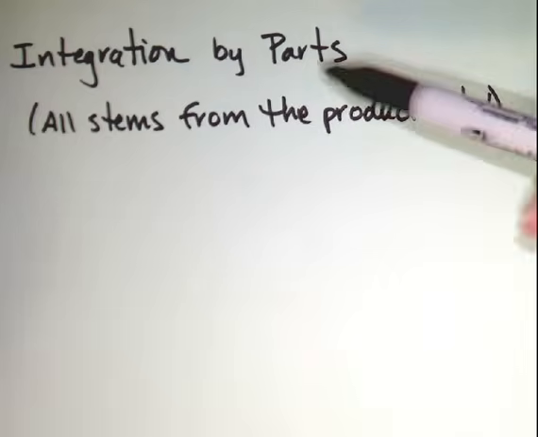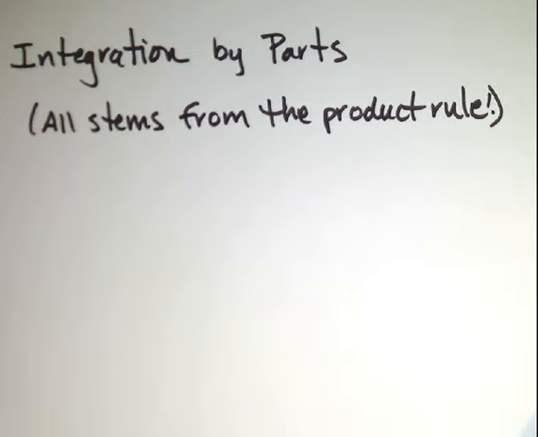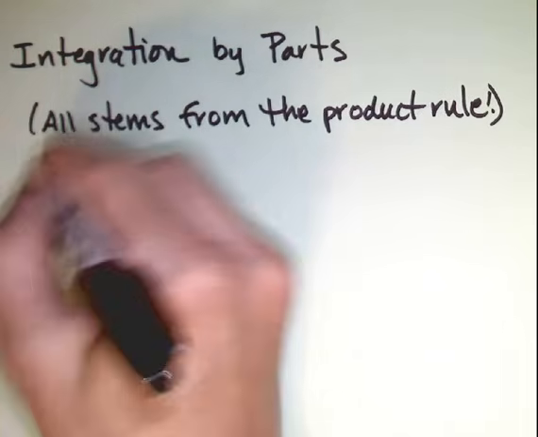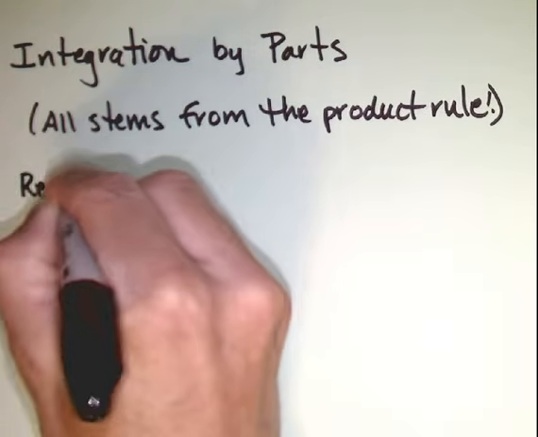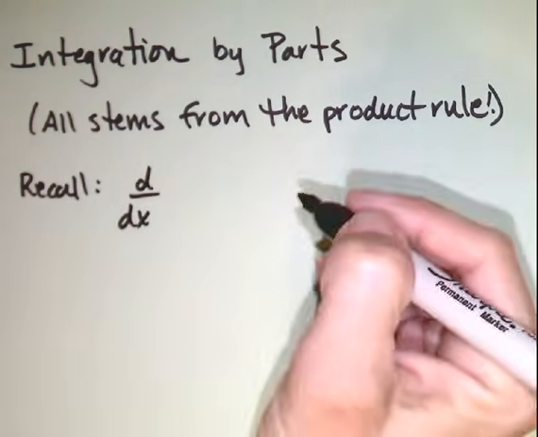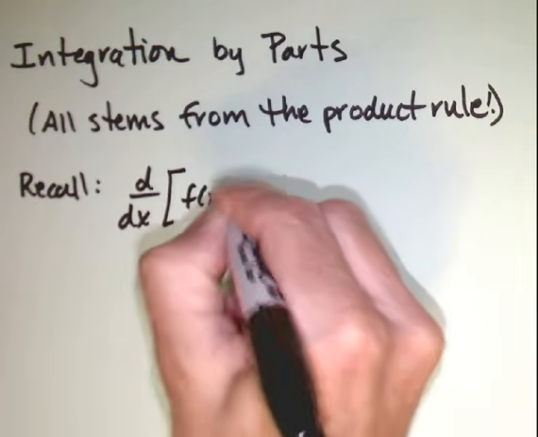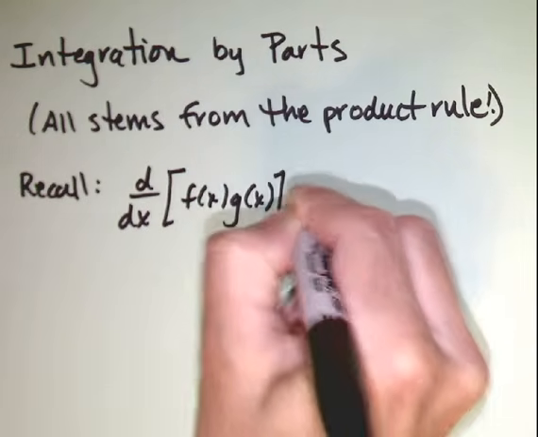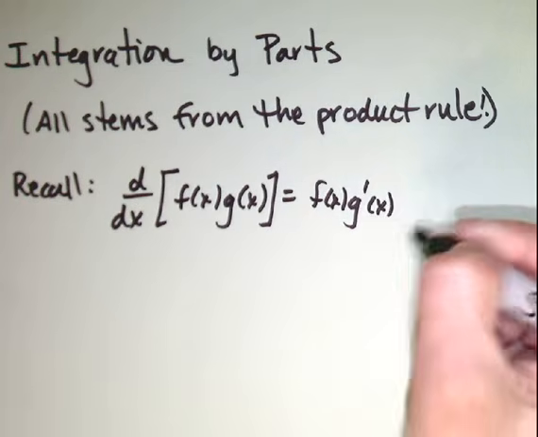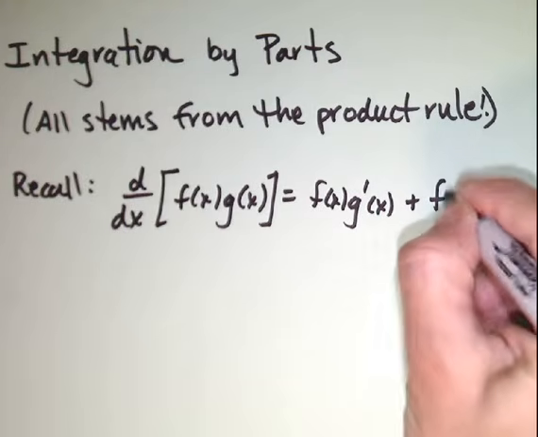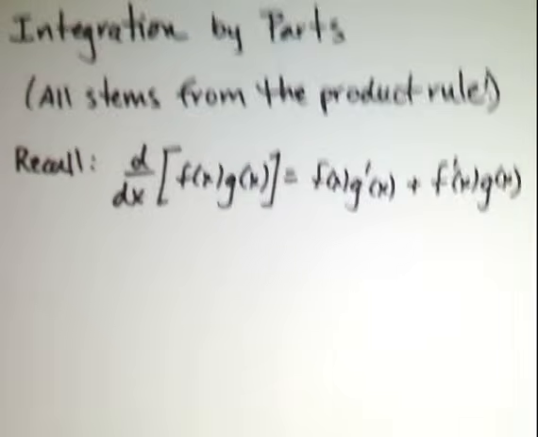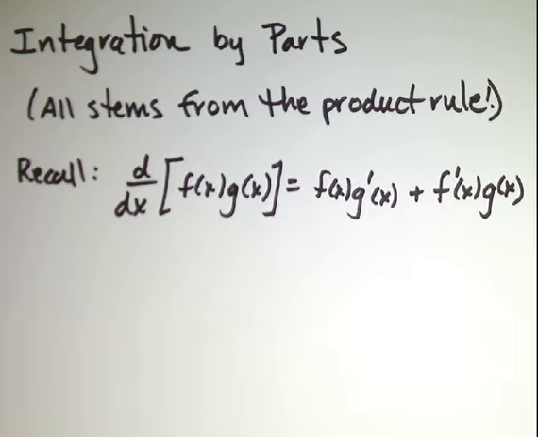Okay, let's explore this technique of integration by parts. This technique is all stemming from the product rule for derivatives, so let's remember what that was. If we have two functions, f of x and g of x, recall that the derivative with respect to x of f of x times g of x equals f of x times the derivative of g plus f prime of x times g of x. All right, that's our product rule that we have seen repeatedly.